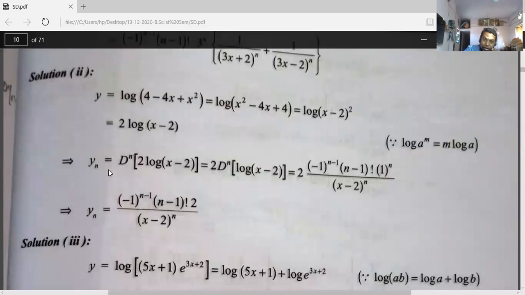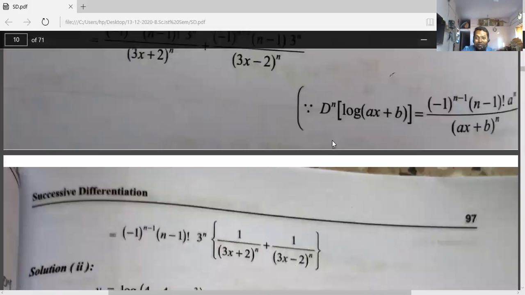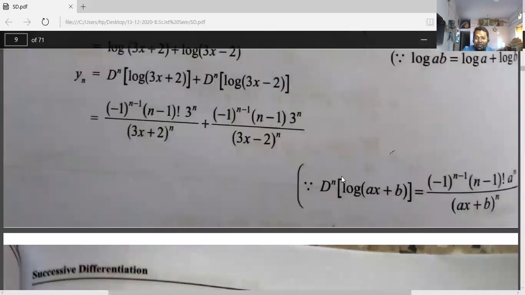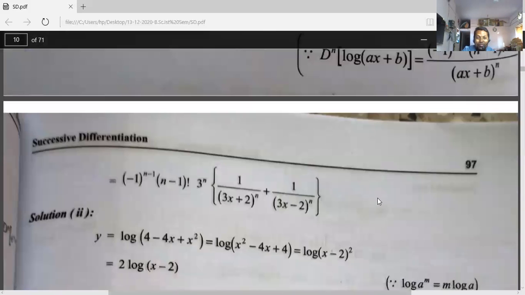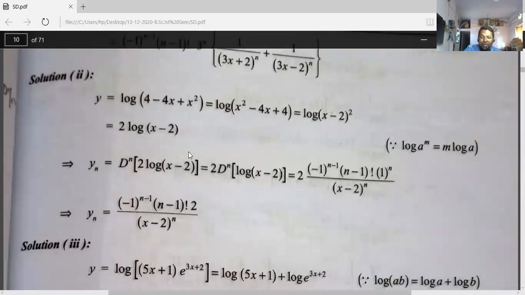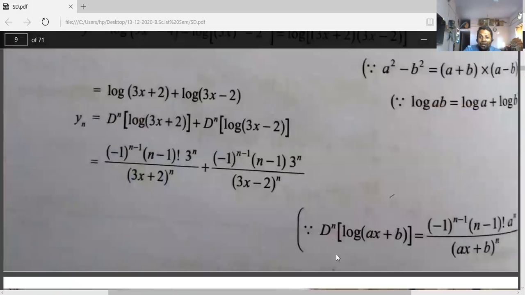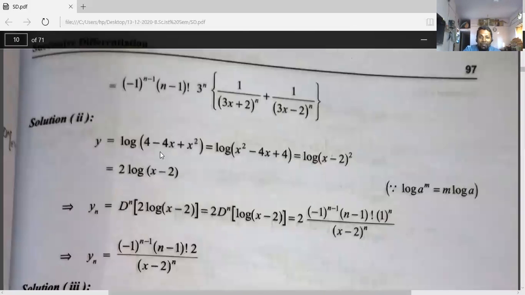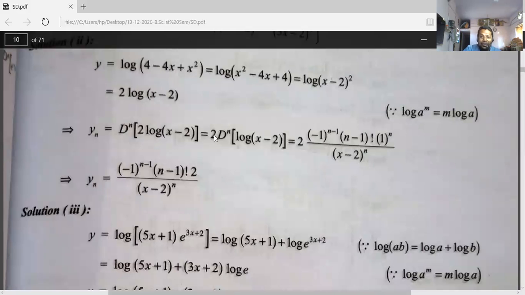Okay, now y_n, you have to take the nth derivative. Already you refer to that one in the previous problem. This is the nth derivative of log ax plus b, and here also you are getting the nth derivative of log of x minus 2 with the same formula you have to apply. Here you see this is the formula you applied for log ax plus b. Here also you can apply the same, because 2 you can let constant outside, d to the power n of log x minus 2.